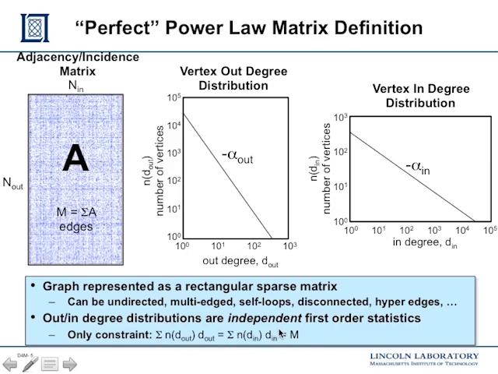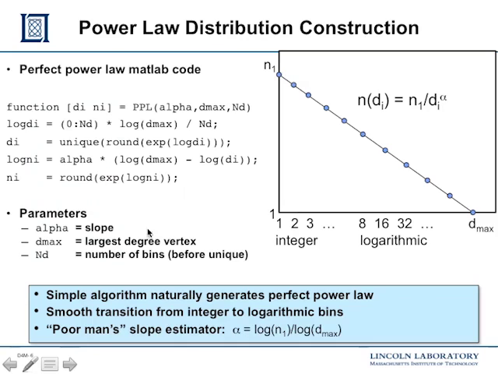So given that, can we construct such a thing? It turns out we can construct such a thing fairly simply. In MATLAB, we can construct a perfect power law graph with this 4-line function here. It will construct a degree distribution that has this property. The three parameters to this function are alpha, which is the slope, d max, which is the maximum degree vertex, and nd, which is roughly proportional to the number of bins that we're going to have here, essentially the number of points.